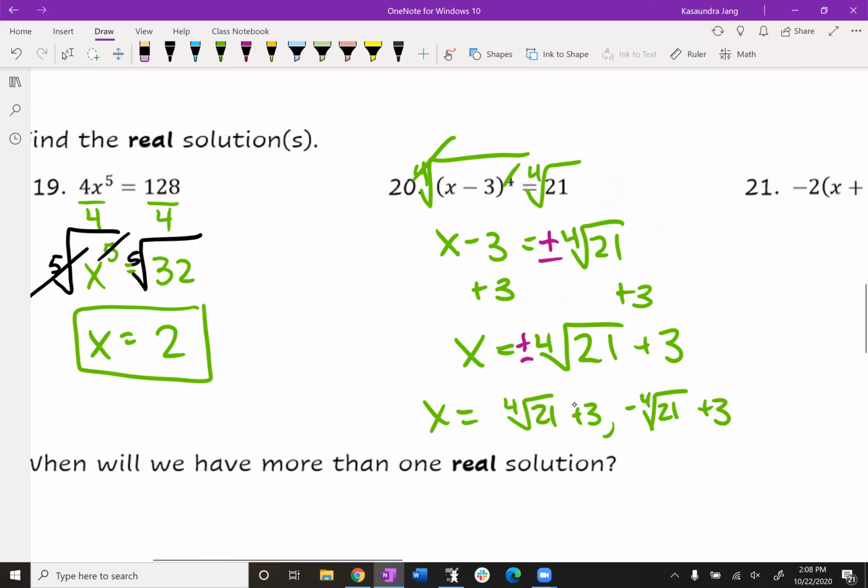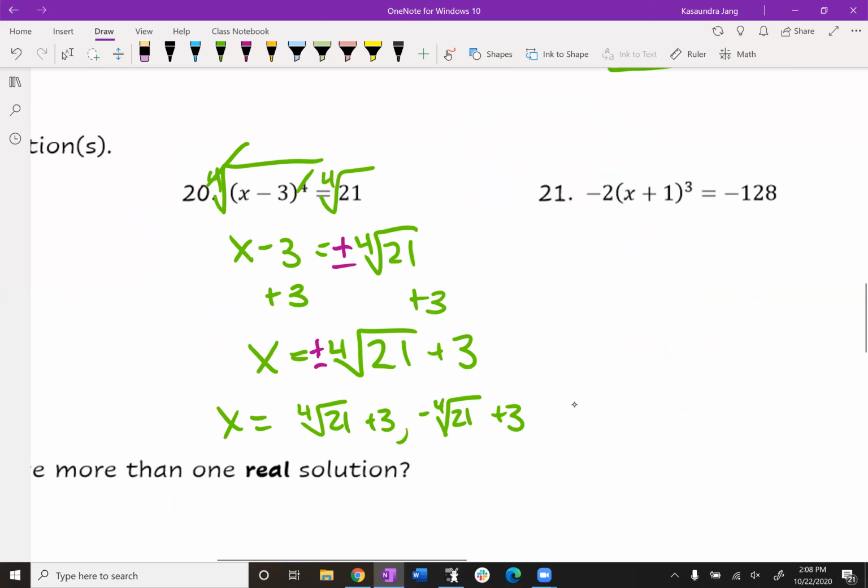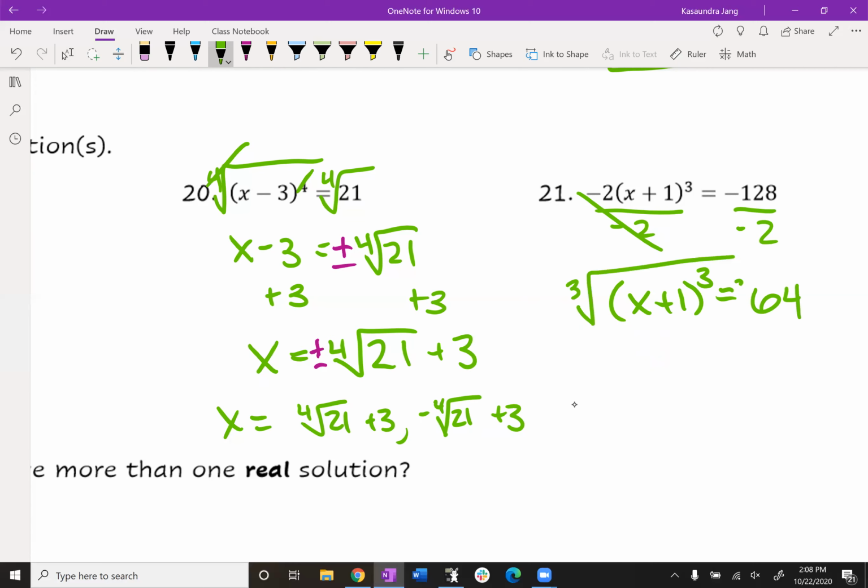All right, and then 21 here. Like I said before, I'm gonna do what's on the outside first. So I'm gonna divide by -2 first. So it looks like I get a positive 64. Now I need my cube roots to get rid of my cubed exponents. What's cube root of 64 again? Oh, we already did that one. That was a 4.